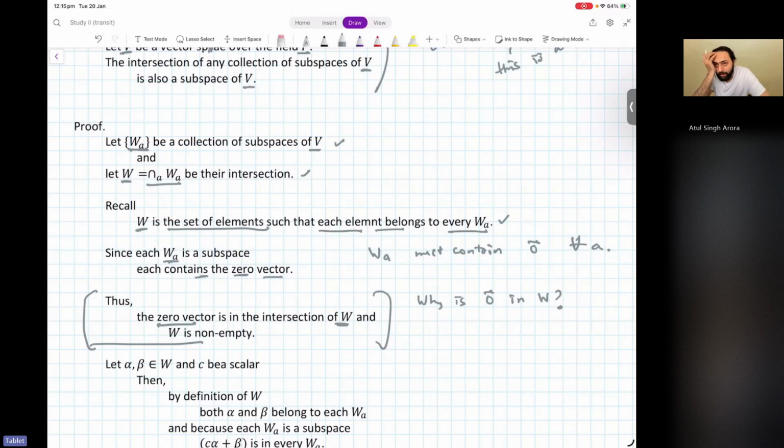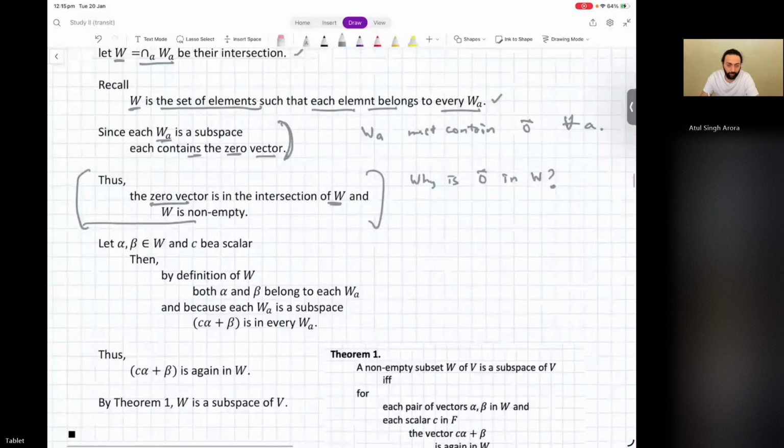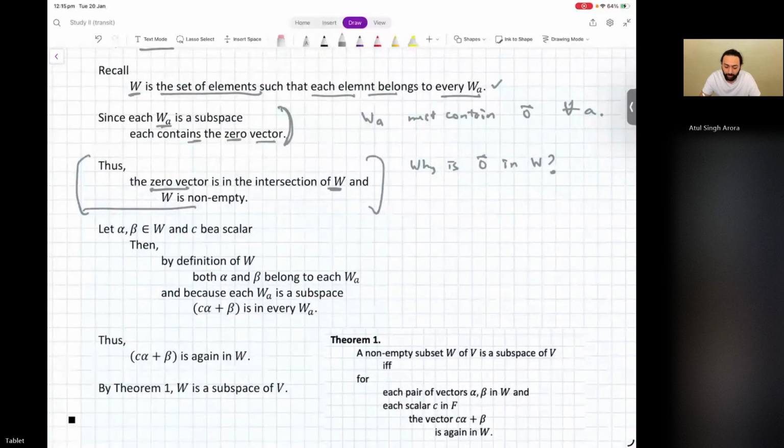Does anybody else want to explain why 0 is in W? So it might be because 0 is already a trivial subset of each and every subspace. Exactly. This is exactly what we said here, precisely. Okay, thank you. What was your name? Naman. Okay.